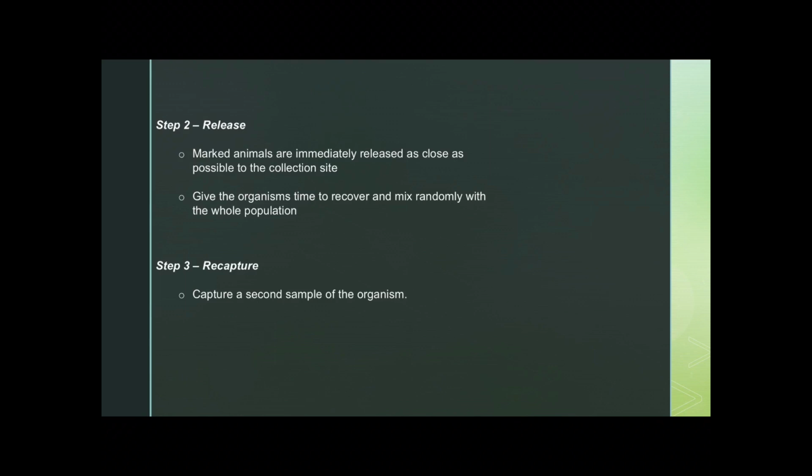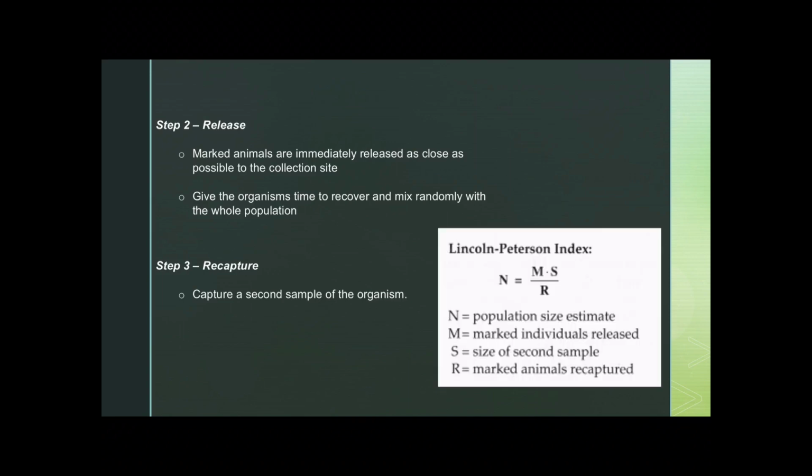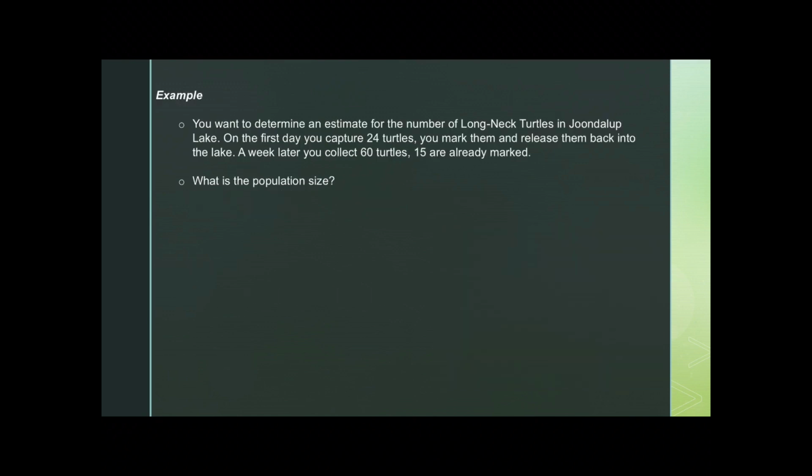What the ecologist then does is go out at some later stage and complete a second sample where he tries to capture a number of other organisms. And what we do with that is calculate the size of the population by knowing the number of individuals that were marked and released first time round, the number of individuals that were collected the second time round, and the number of individuals that were already marked in that first attempt.